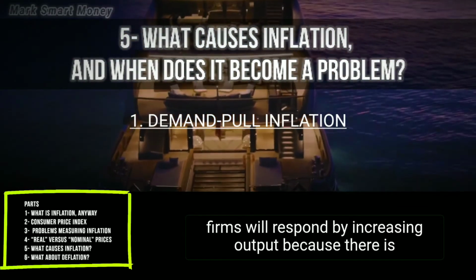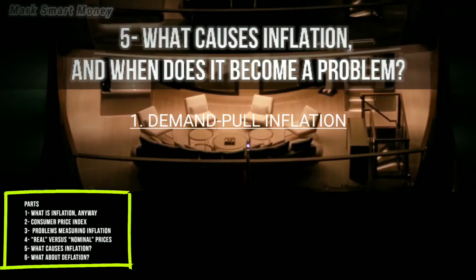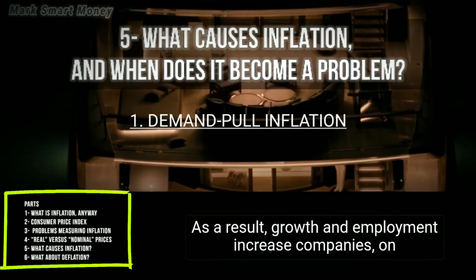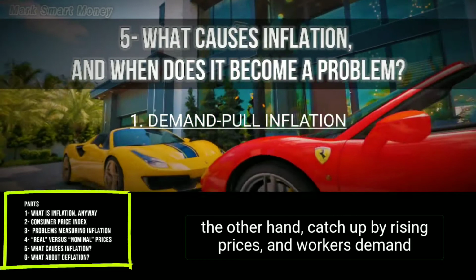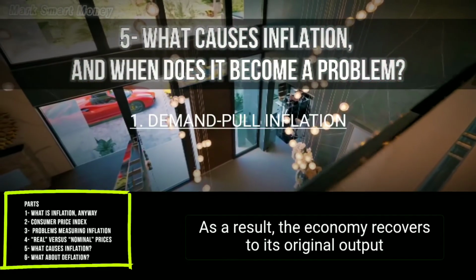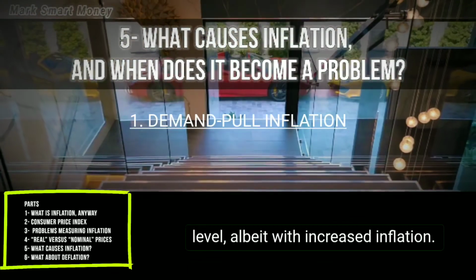Firms will respond by increasing output because there is more demand for their products, thus they will produce more. As a result, growth and employment increase. Companies, on the other hand, catch up by raising prices, and workers demand higher wages. As a result, the economy recovers to its original output level, albeit with increased inflation.